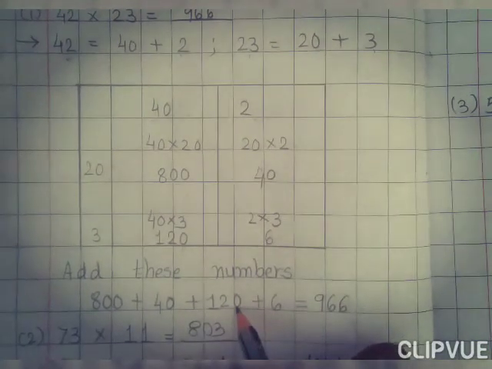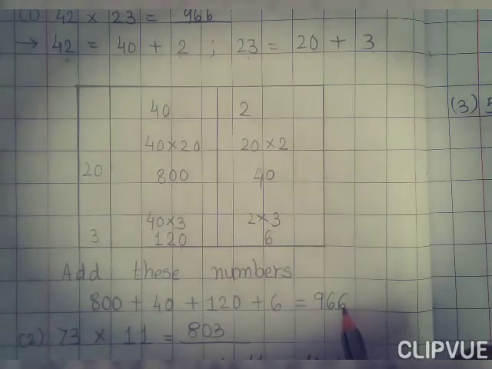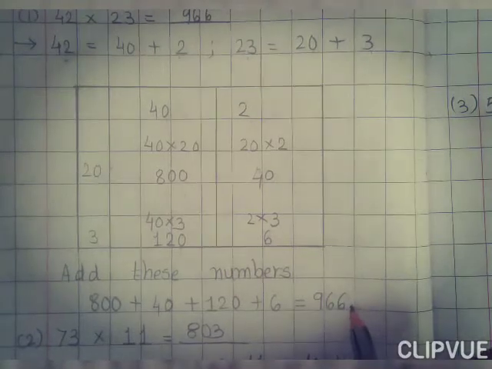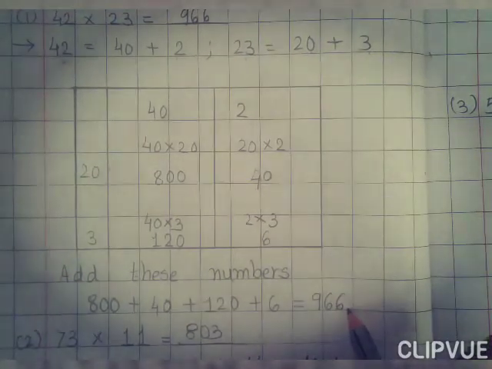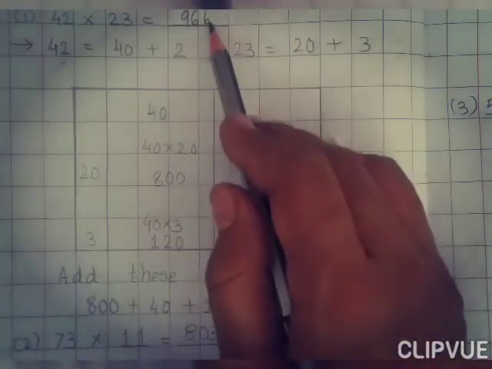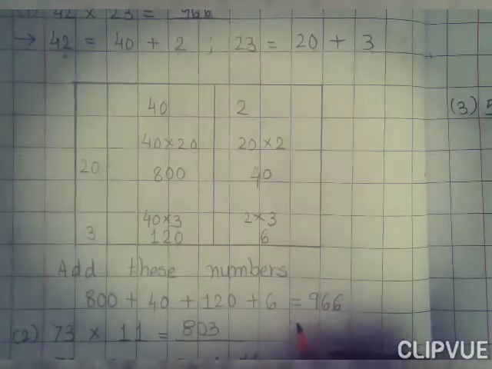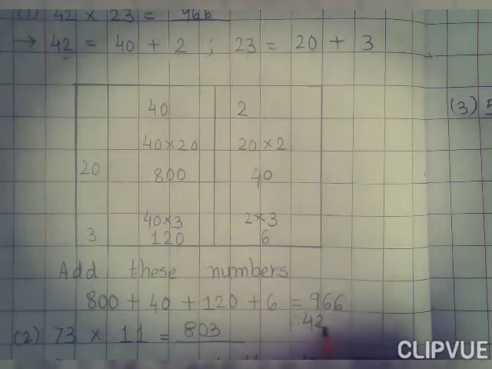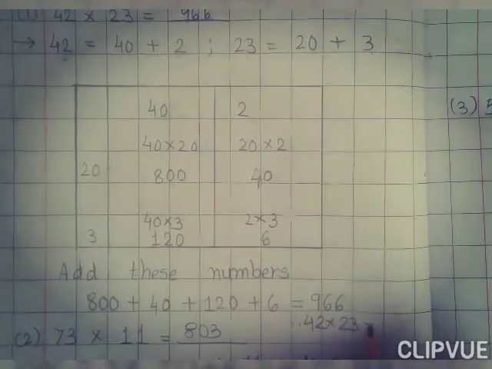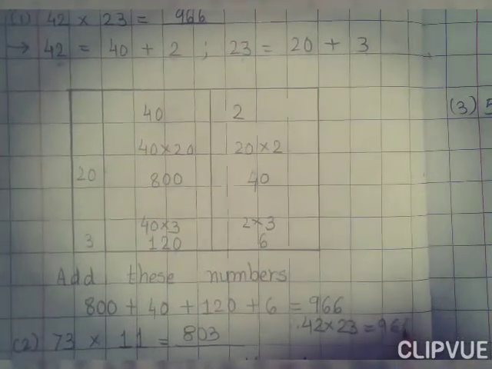This addition you should do in a rough form and then check the answers and just write it down. The 966 is the sum, and in the blank also you should write down 966, and then after this you have to write down, therefore 42 multiplied by 23 is equal to 966.